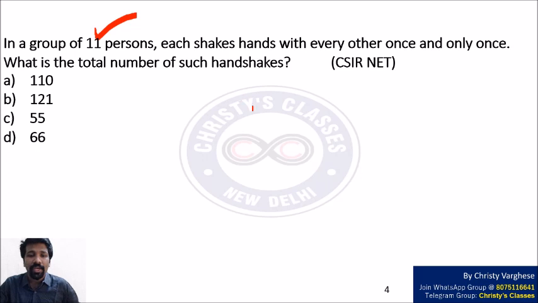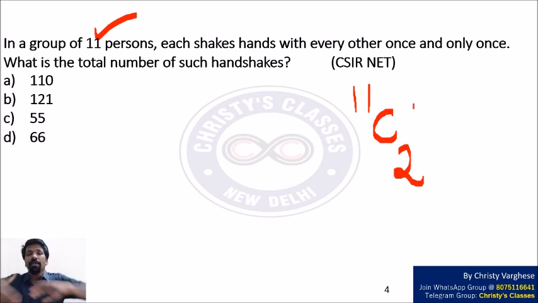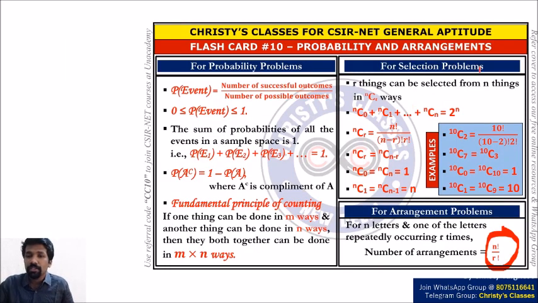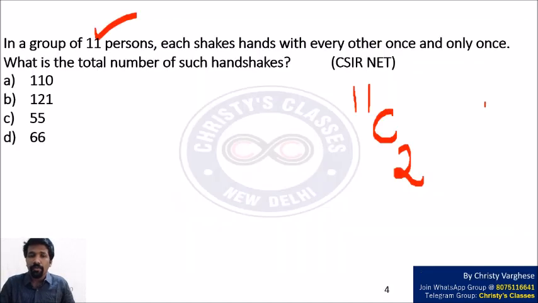First I will tell you the mathematical approach, then I will tell you the logical reason behind why it is working. For 11 persons, you have to select 2 people for a handshake. Why 2 people? Because only if 2 people are there, you can make a handshake. That means it is about selecting 2 people. Whenever it is selecting, we use combination. That is what we discussed in this fact: r things can be selected from n things. For making a handshake, you have to select 2 people. Order does not matter, only selection matters. When order matters, that is when permutation should be used.